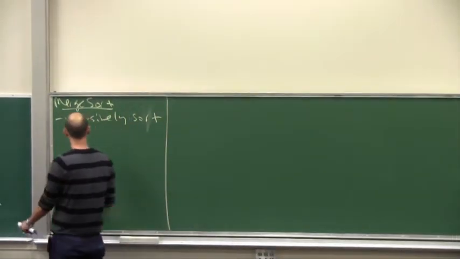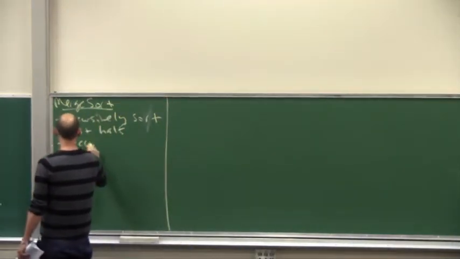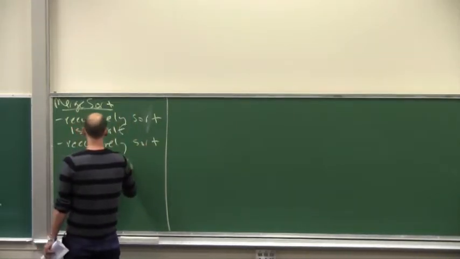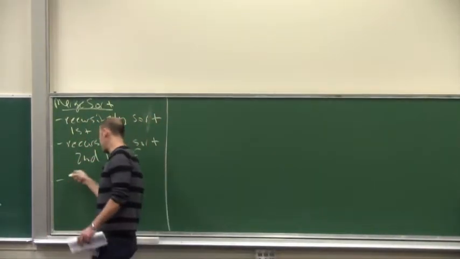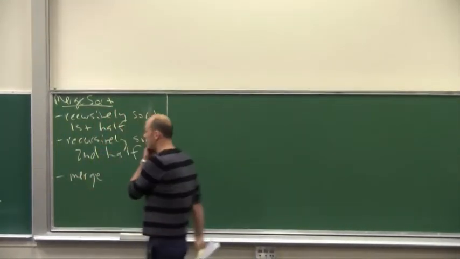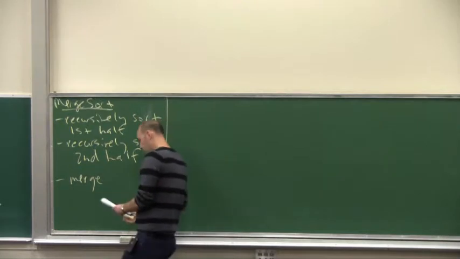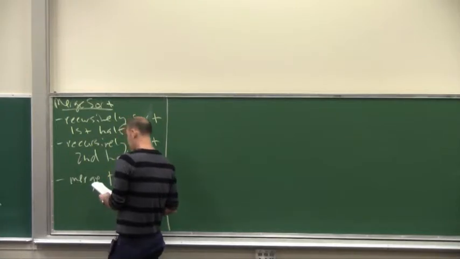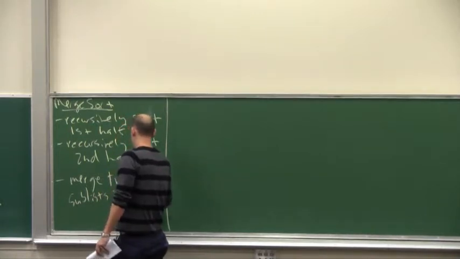If it has a length bigger than 1, recursively sort the first half with another call to merge sort. Recursively sort the second half with another call to merge sort. And I'll just say this conceptually; we'll expand the pseudocode for this in a second. Once the two recursive calls do their jobs, you now have two sorted subarrays. You need to merge them together into a sorted version of the entire input. Okay, so merge the two sublists into one.